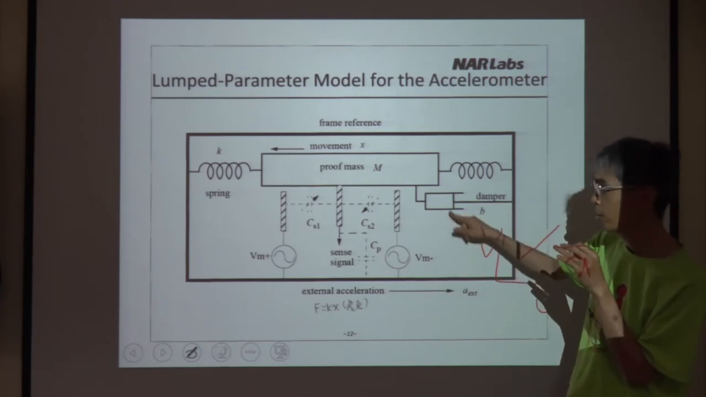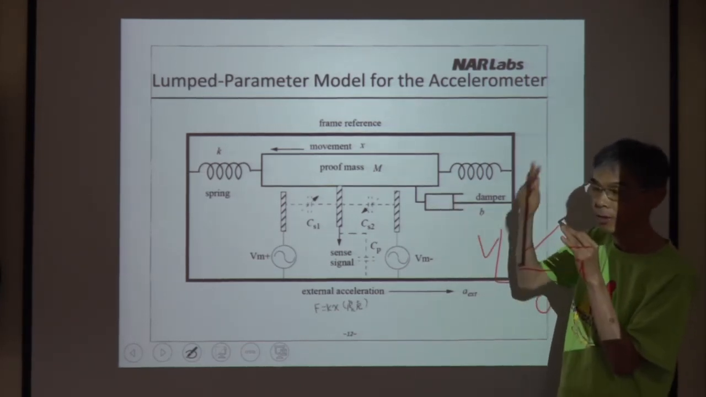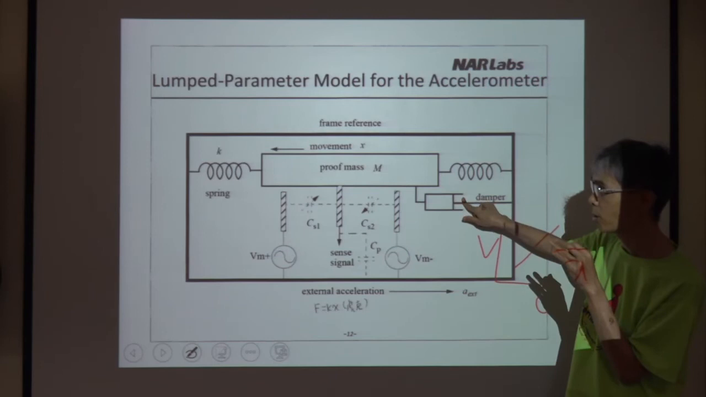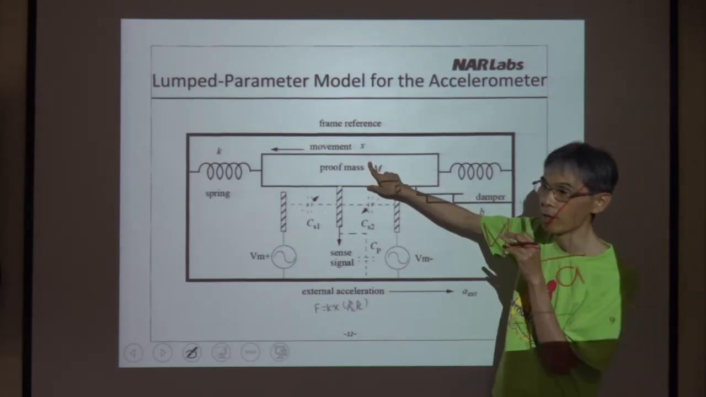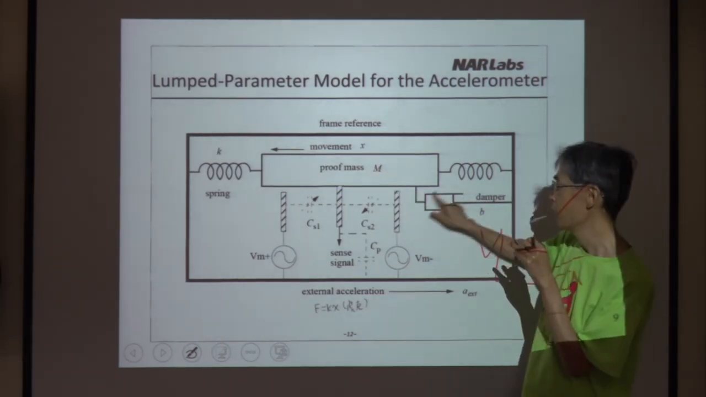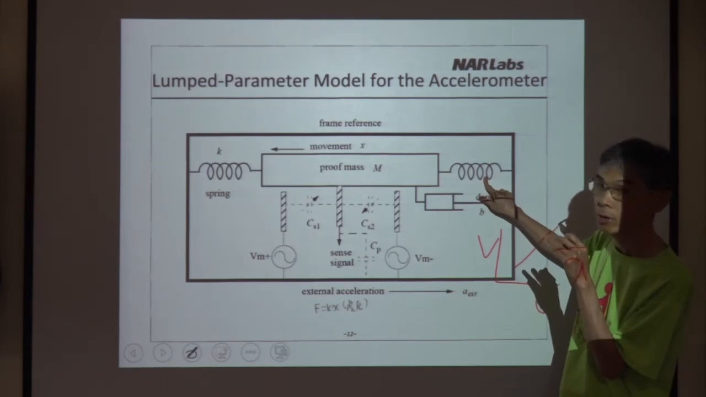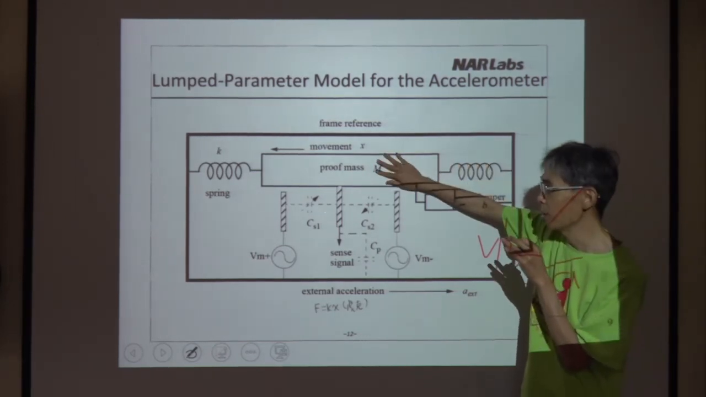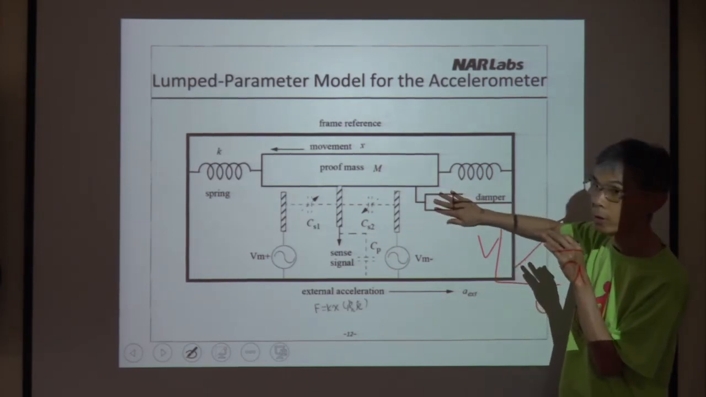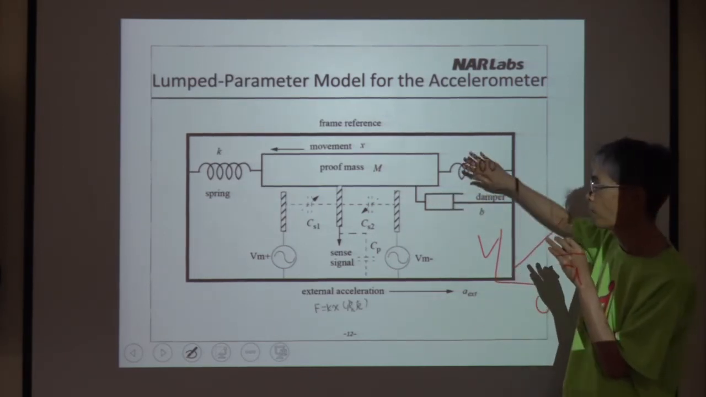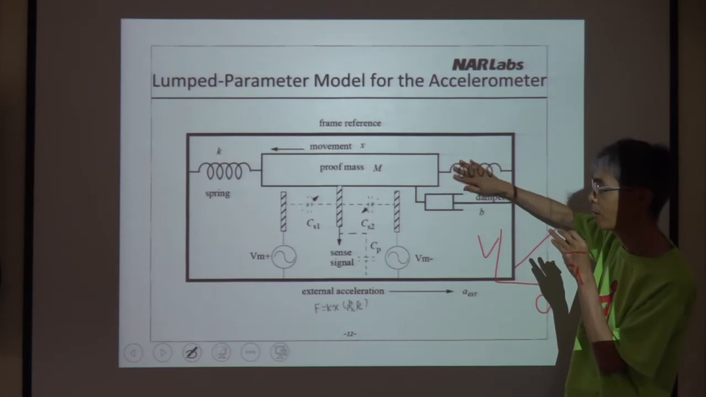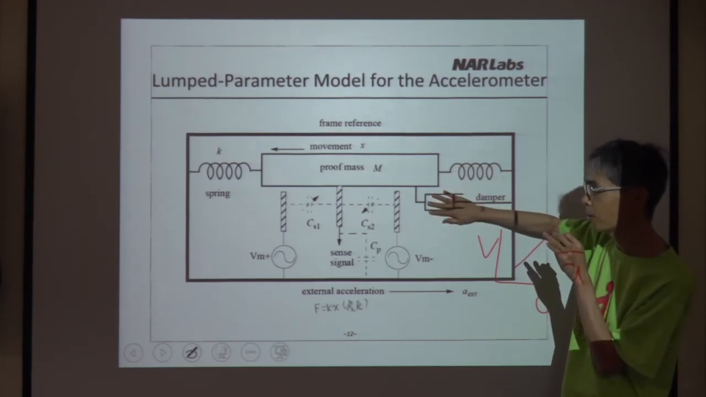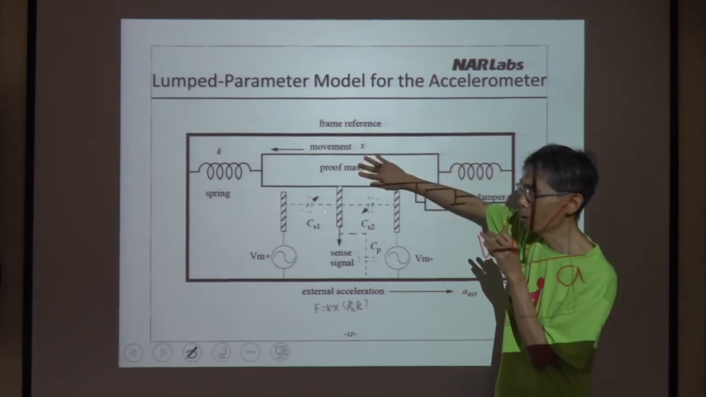So this one is a resistor. You can think we have a resistor here. We have an inductor here. And this one is a capacitor. In a mechanical system, there are capacitor, inductor, resistor. So this is a mechanical capacitor, mechanical resistor, mechanical inductor.